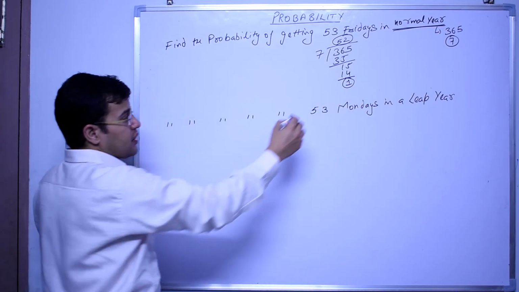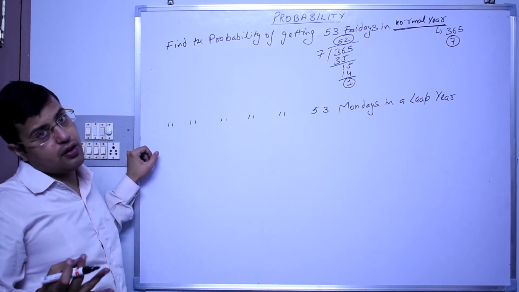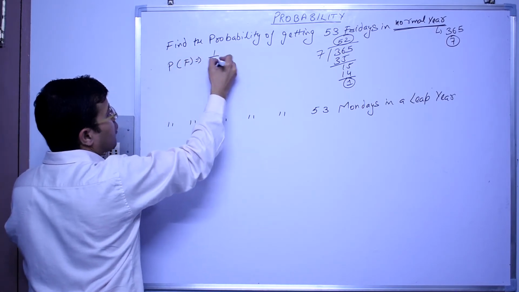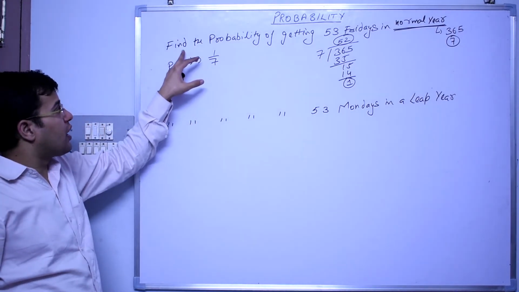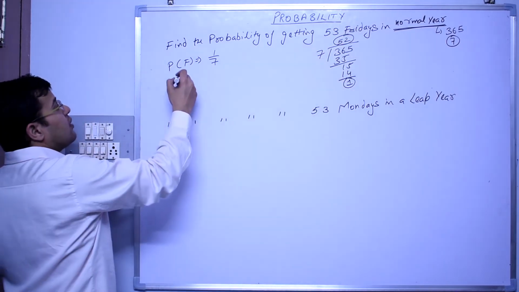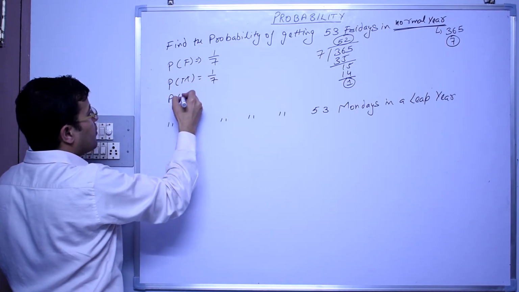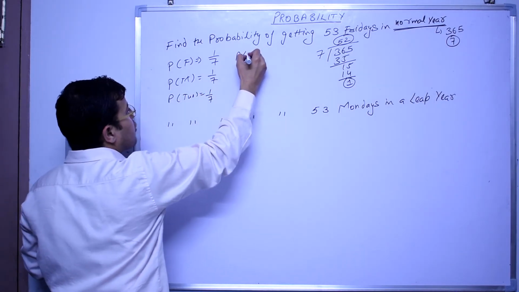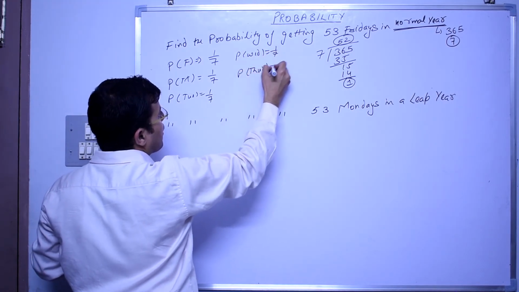So this 1 day can be Monday, Tuesday, Wednesday, Thursday, Friday, Saturday or Sunday. So probability of this day being Friday will be 1 by 7. But you'll see that if I replace it by any day, the answer will remain the same. Probability of it being Monday will be 1 by 7, Tuesday again 1 by 7, Wednesday again 1 by 7, Thursday again 1 by 7.